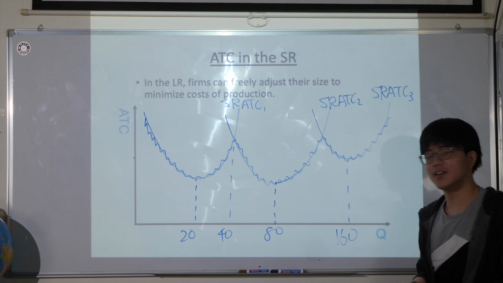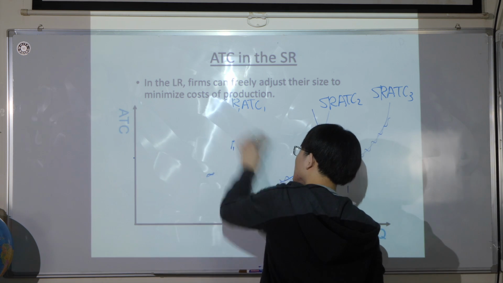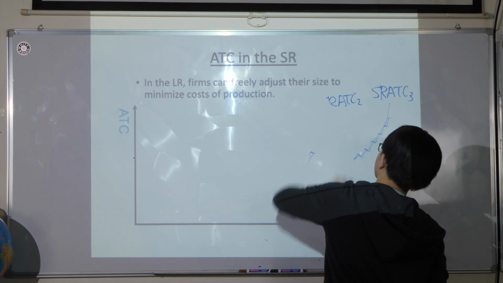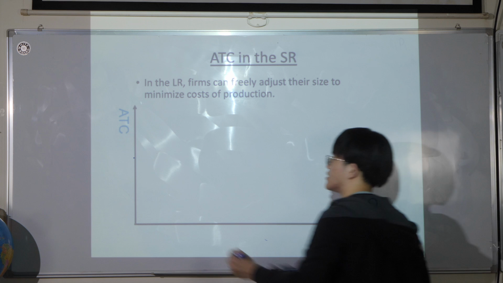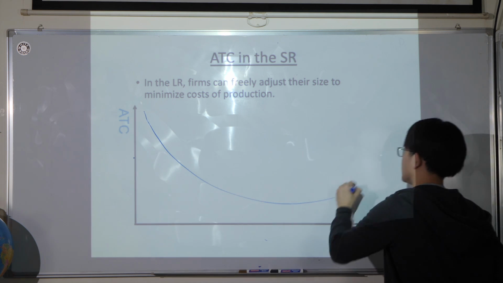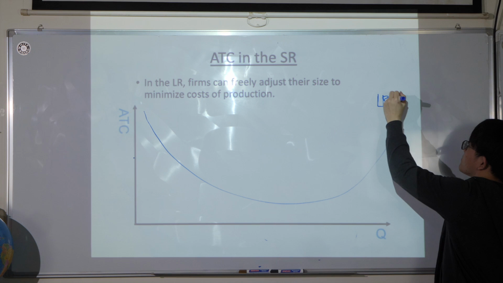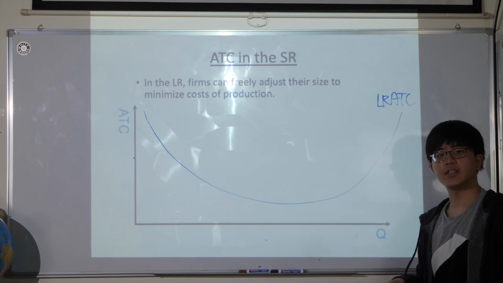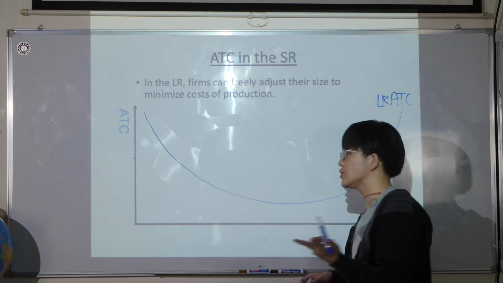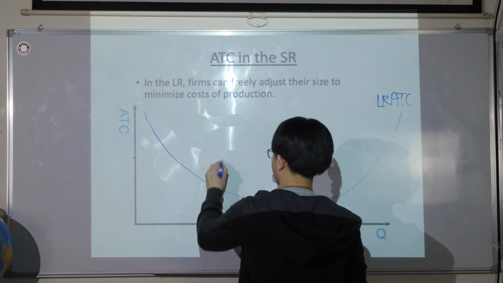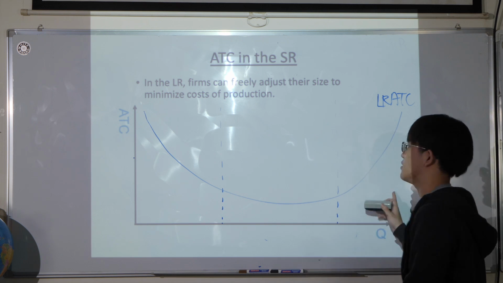So I will make it fancier, more emphatic, to make it clear to understand. Then we will have a long run ATC curve that looks like this. Again, this is U-shaped, a little bit different, right? So this is the long run ATC curve, and this is quite important because we have 3 observations here. The first point will be here, the second point will be here, and this is the third point.